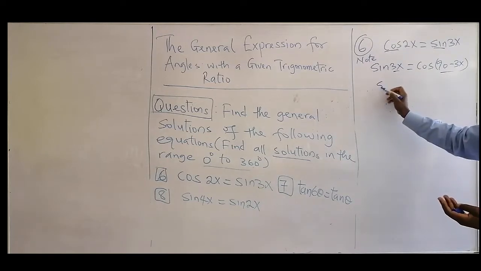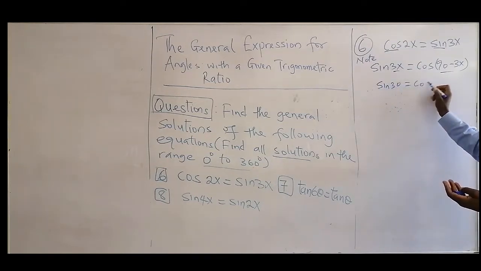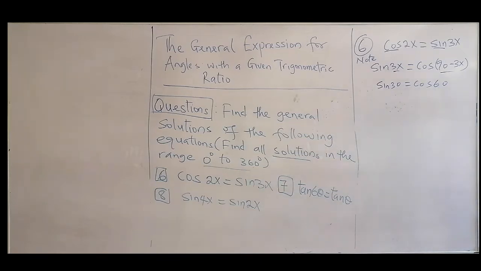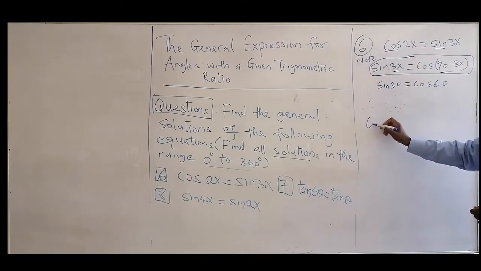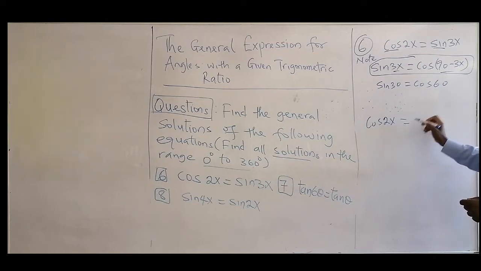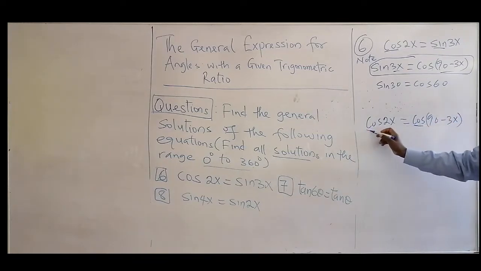As we all know, sine 30 is equal to cos 60. Okay, complementary angles. Likewise also cos 60 is equal to what? Sine 30, cosine 30. Okay, so in that case, this is what we're able to use to substitute for sine 3x. So we now have cos 2x is equal to cos(90 minus 3x). So now we can see the functions are the same. Cosine here, cosine here, they are the same.